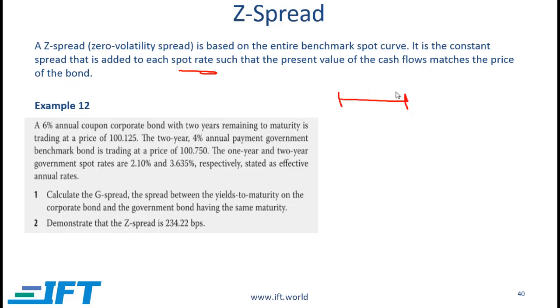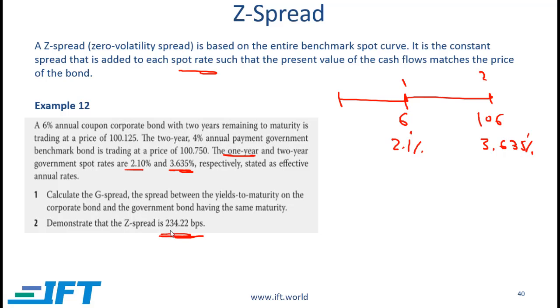So, what is the cash flow? The cash flow at time 1 is 6 and time 2 is 106. What is the spot rate for the 1 year period? That spot rate for the 1 year period is 2.1%. What is the spot rate for the 2 year period? 3.635%. Now, you will generally not be required to calculate the Z spread. You just need to understand what it is.